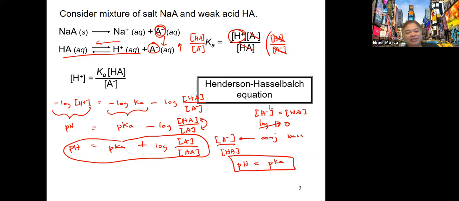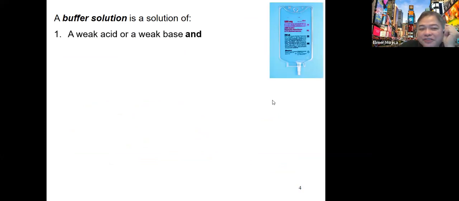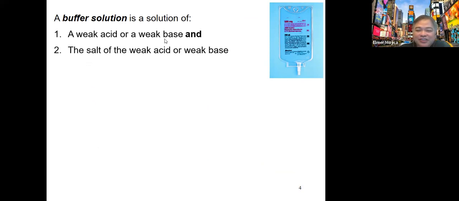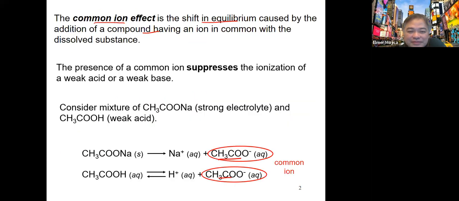The Henderson-Hasselbalch equation is used for what we call a buffer solution. So a buffer solution is made up of what? A weak acid or a weak base and its conjugate base or conjugate acid that comes from the salt. Look at what happened in our example so far here. Weak acid, and then that is the conjugate base, CH3COO minus, that comes from CH3COONa, which is the salt.